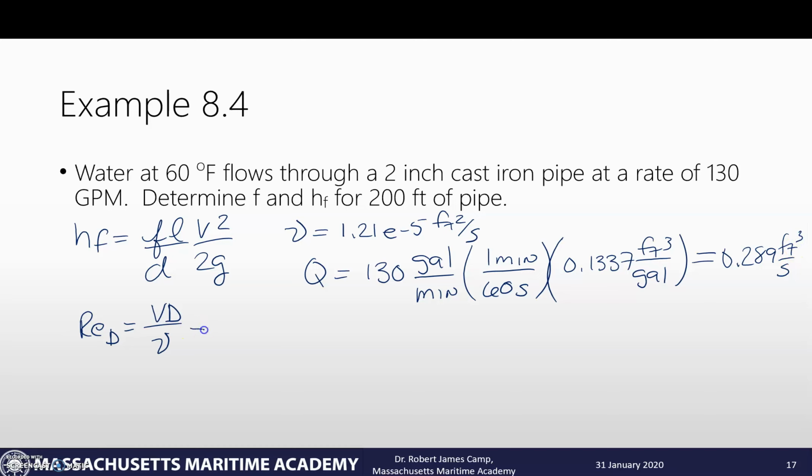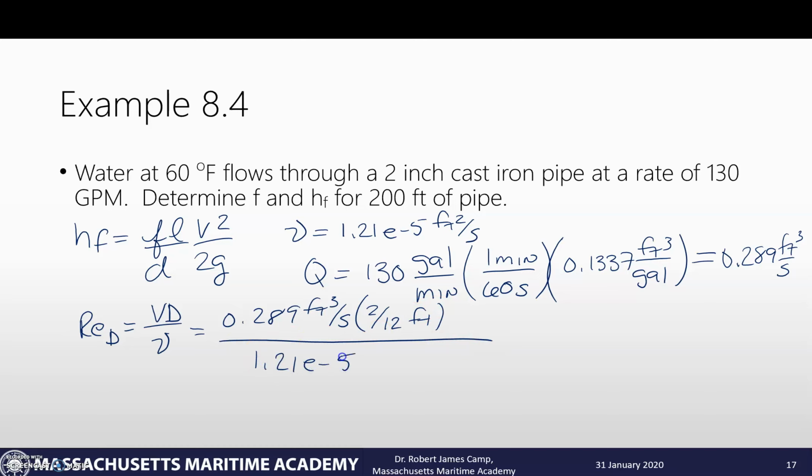So we'll go plug that into Reynolds number. 0.289 cubic feet per second. Going to multiply that by our diameter, which is a 2-inch cast iron pipe. That's 2/12 of a foot. Dividing that by our kinematic viscosity, 1.21 times 10 to the negative 5 foot squared per second.